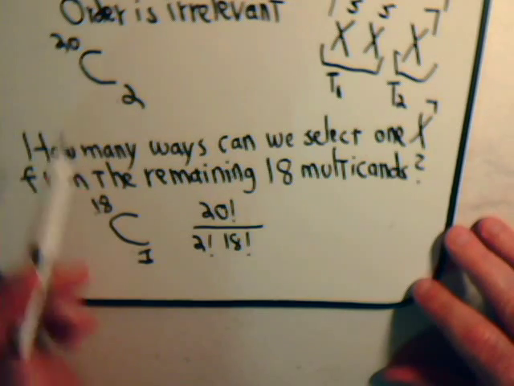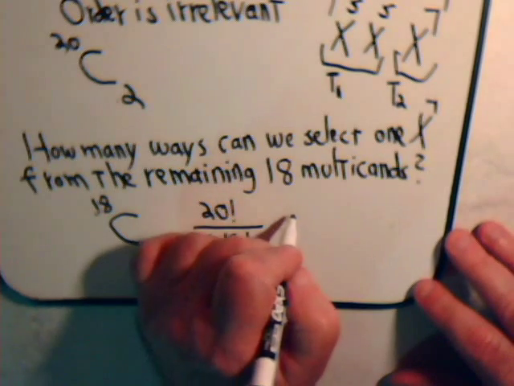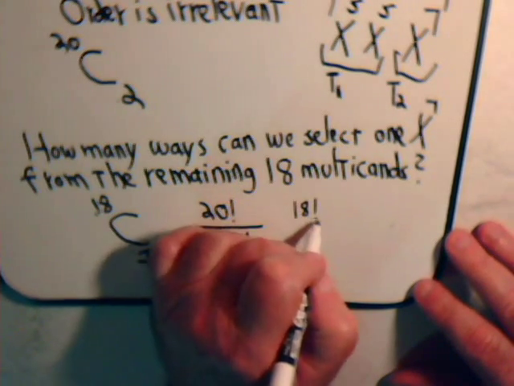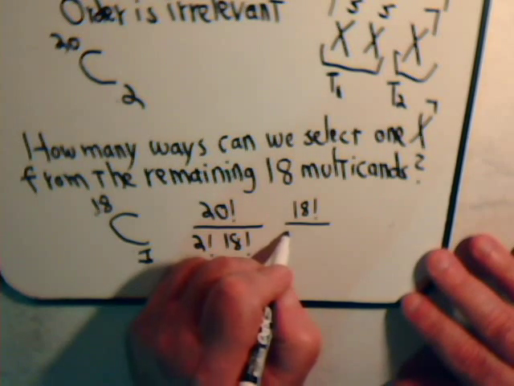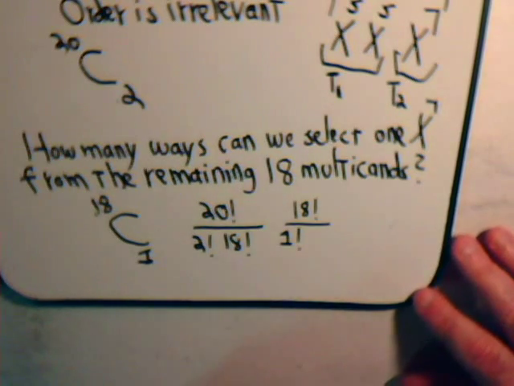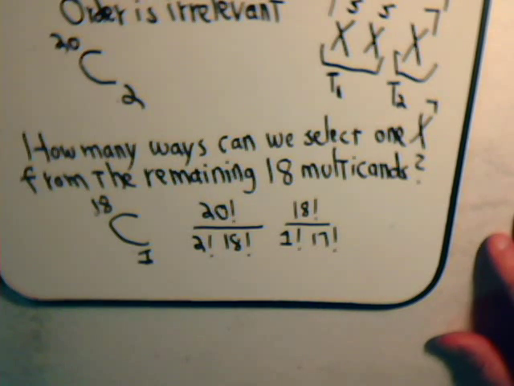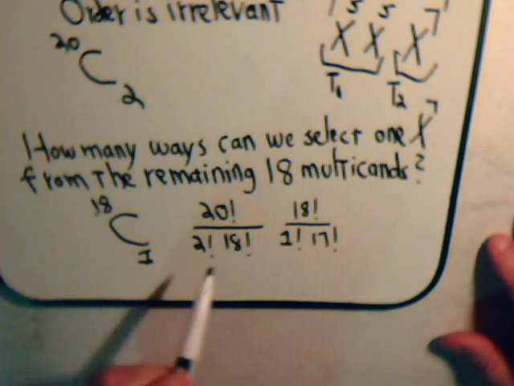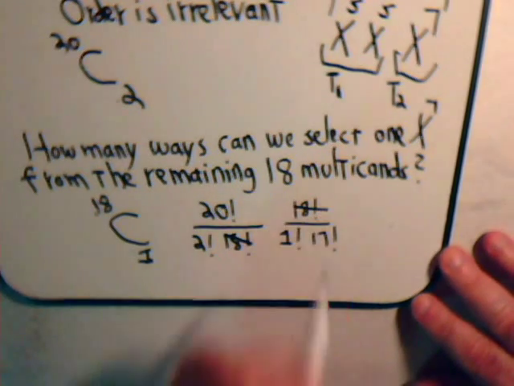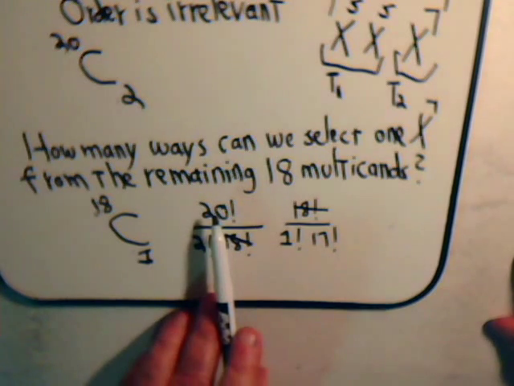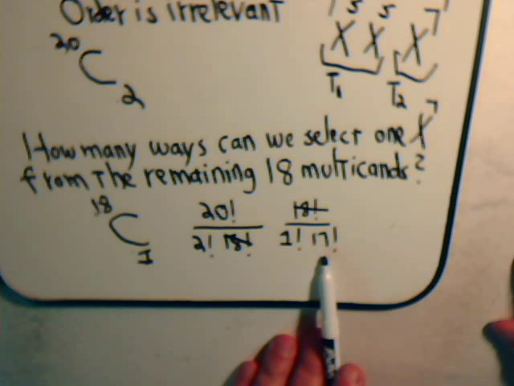That's this, and now we have to multiply it by this, and this one is equal to 18 factorial divided by 1 factorial times 17 factorial. So that's this times this is this times this. So here, of course, these are going to cancel. And we now have 20 factorial divided by 2 times 17 factorial.